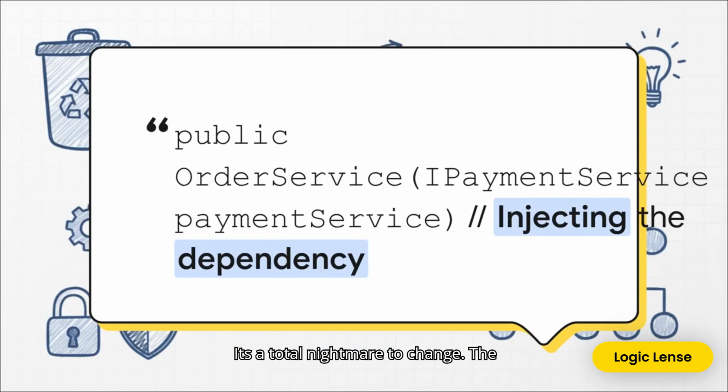The answer, my friends, is dependency injection. Look at the difference. Instead of creating its own payment service, our order service now just asks for one in its constructor. And even better, it's asking for anything that behaves like an IPaymentService, an interface. This one change makes our code way more flexible, super easy to test, and a heck of a lot easier to maintain.